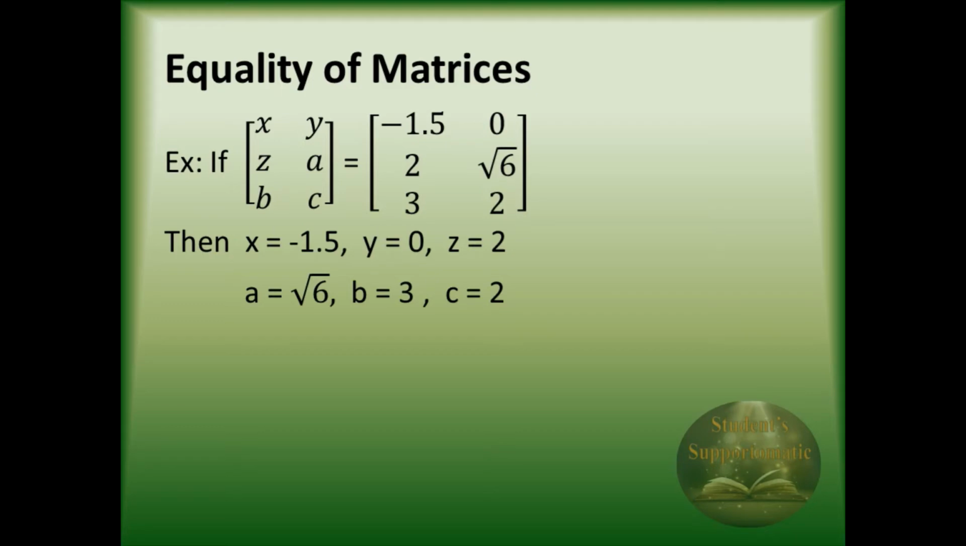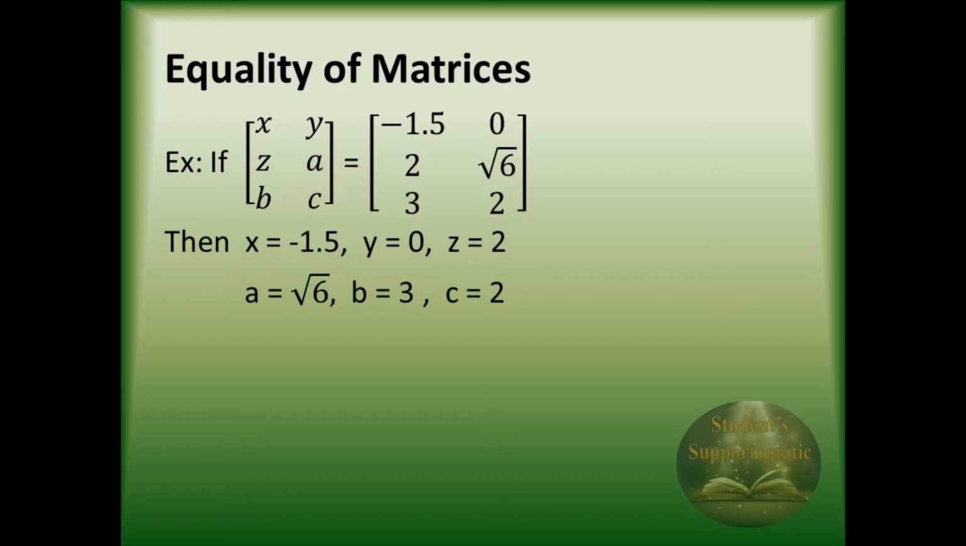we can clearly say that x is equal to minus 1.5. X is an unknown value, but since the matrices are equal, we get x equal to minus 1.5, y equal to 0, z equal to 2, and a equal to square root of 6, b equal to 3, c equal to 2. That is, we are comparing the corresponding elements, the elements in the same position in the two matrices.